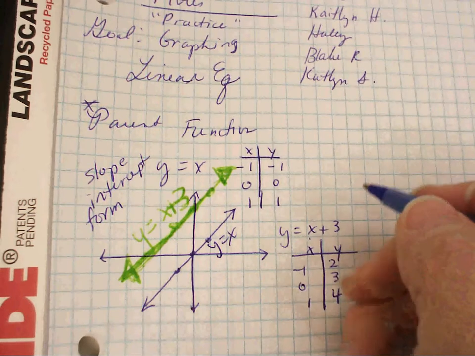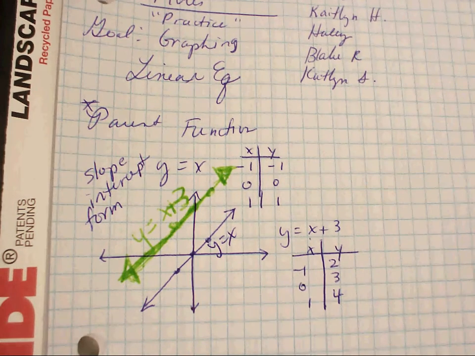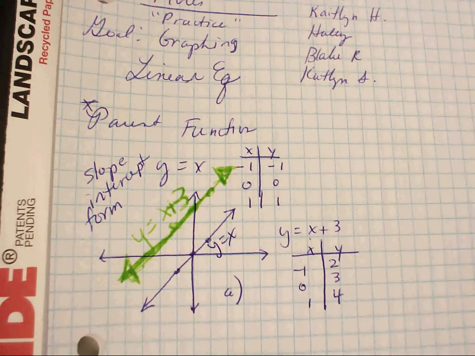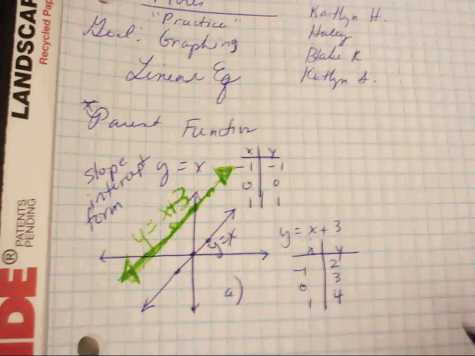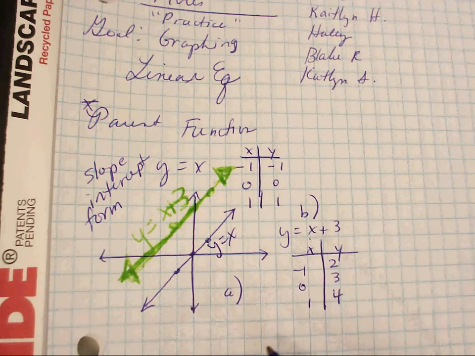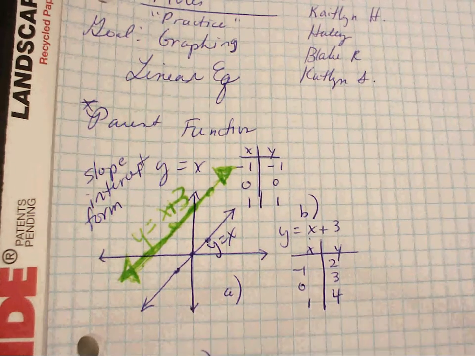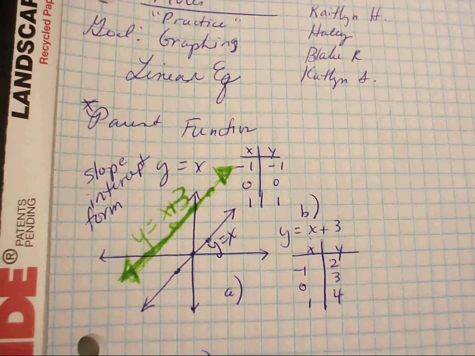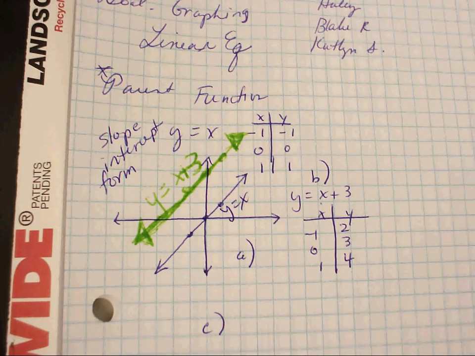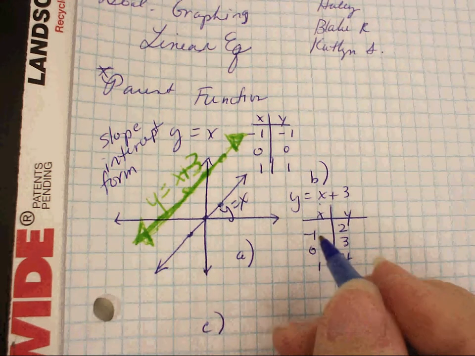If this is part, let's see, I'm trying to see how the answer. A was the graph on the homework. B is going to be your t-table. So A is going to be your graph, B is going to be your t-table, and C is going to be a description of what happened to change the blue graph, the parent function, into the new graph that is green, y equals x plus 3. What transformation took place? Plus 3.